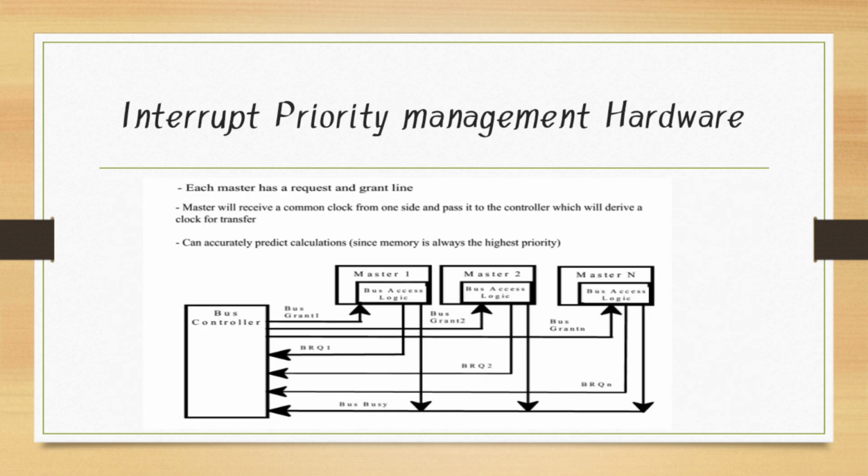And next, coming to the interrupt priority management hardware. Here each master has a request and grant line. The master will receive a common clock from one side and pass it to the controller, which will derive a clock for the transfer and accurately predict the calculation, since memory is always the highest priority. And this is the hardware management priority, the interrupt priority.